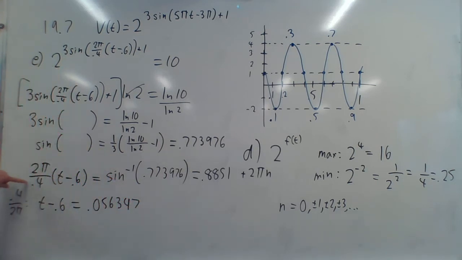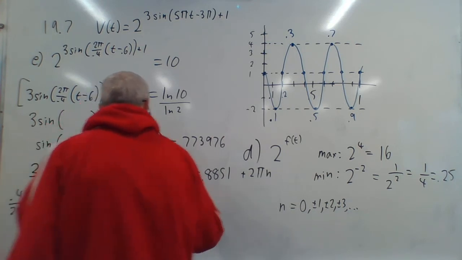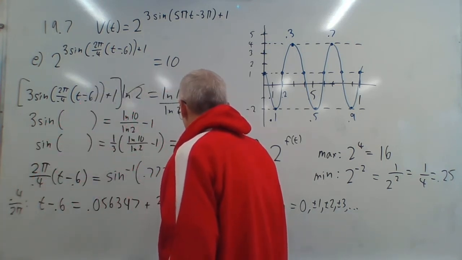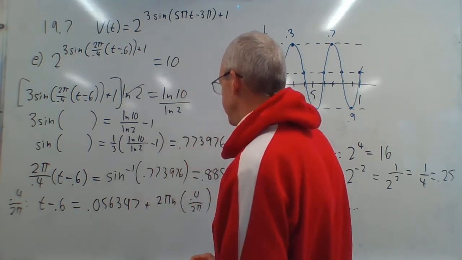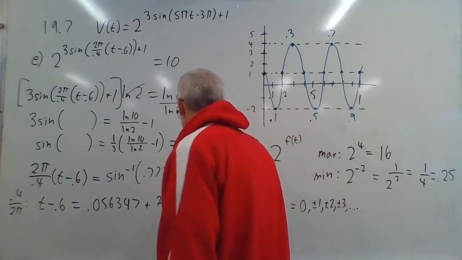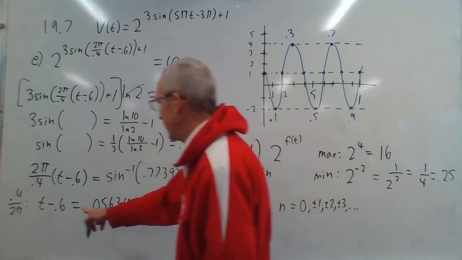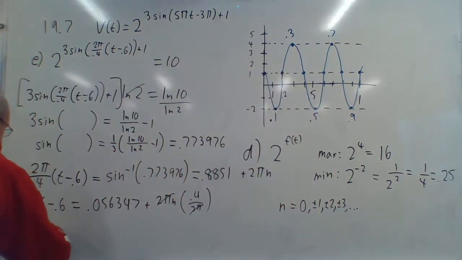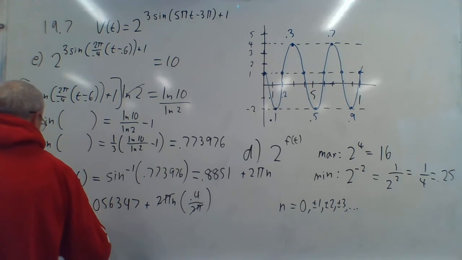That's times 0.8851, because again, I want to get rid of this. 2 pi over 0.4, multiplied by 0.4 over 2 pi. Yep, that's right. Plus 2 pi n times 0.4 over 2 pi. Well, let's see. The 2 pi's cancel. So that's just 0.4 times n. And we have a 0.6 there. So finally, t is equal to 0.6 plus this. Let's add the 0.6 to this. So that just makes it, I'll do that in my head.